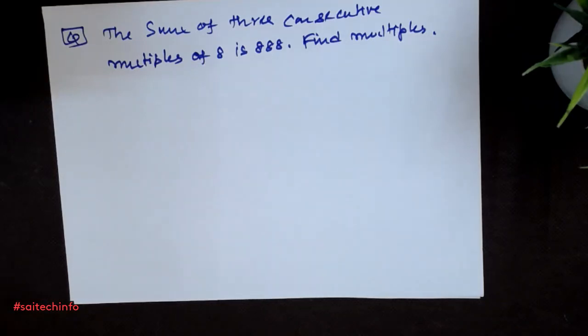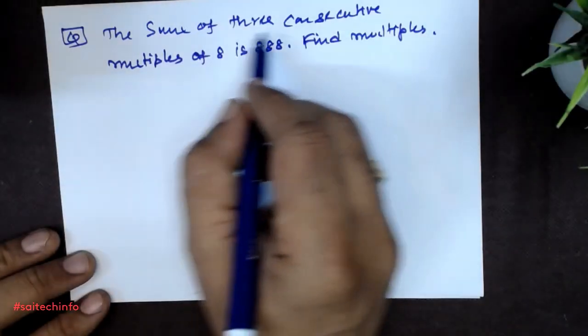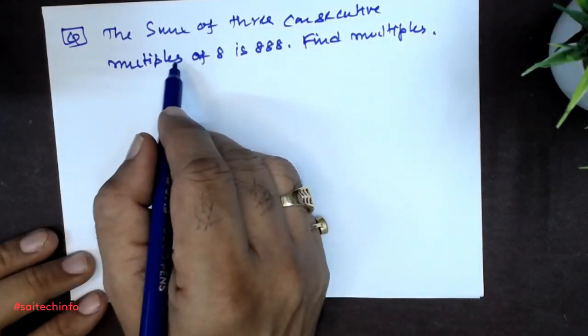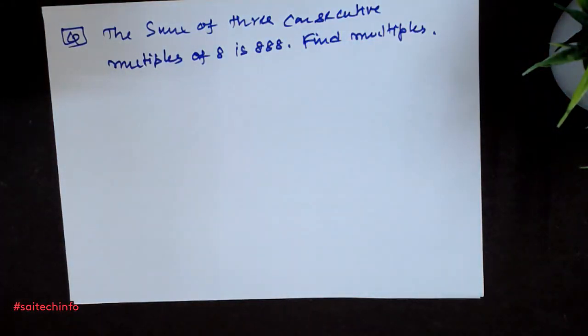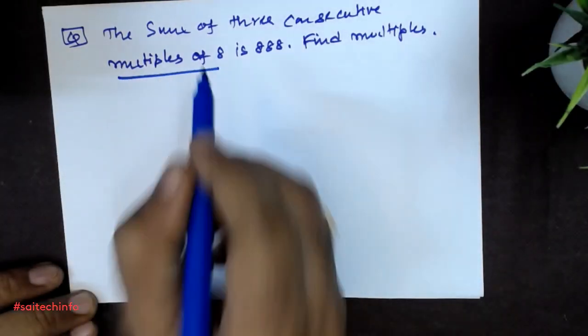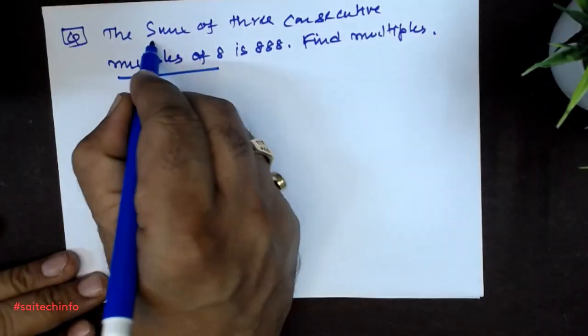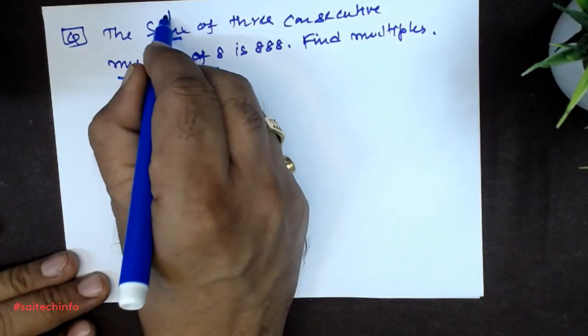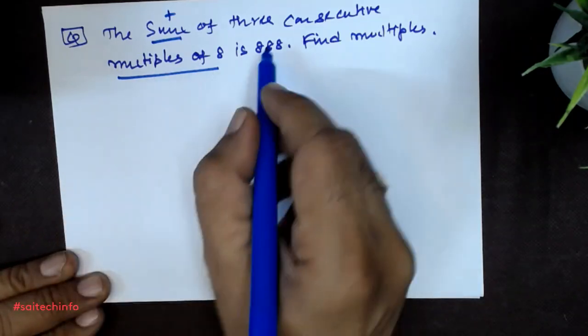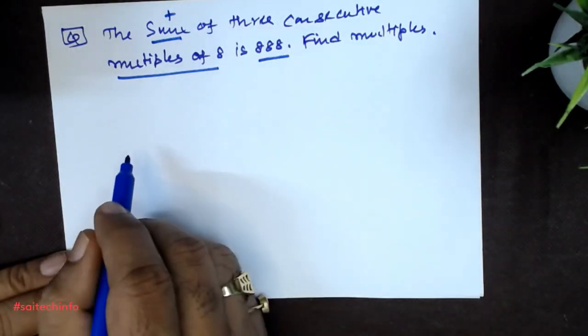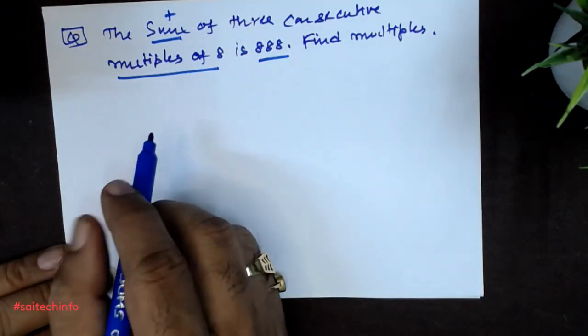Let us consider this sum. The sum of 3 consecutive multiples of 8 is 888. Sum means plus, and multiples means 8 times.